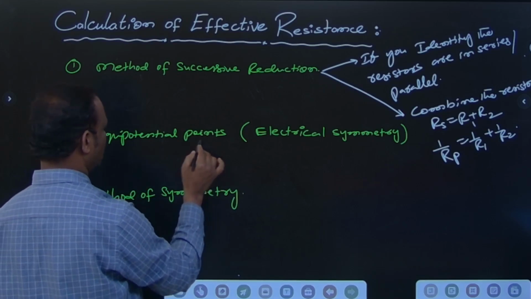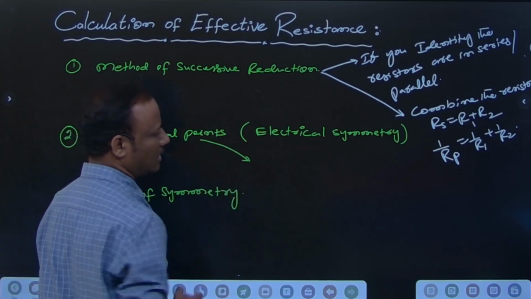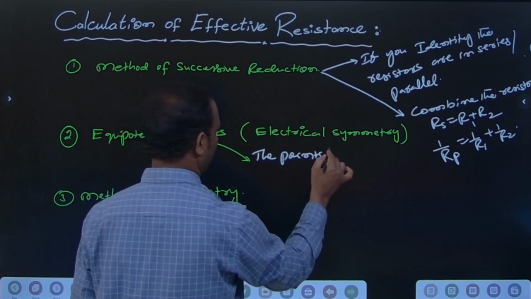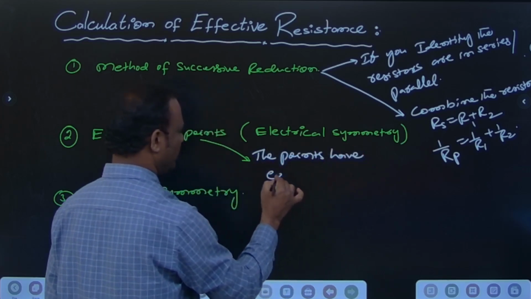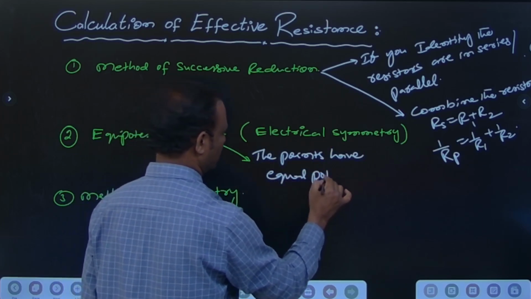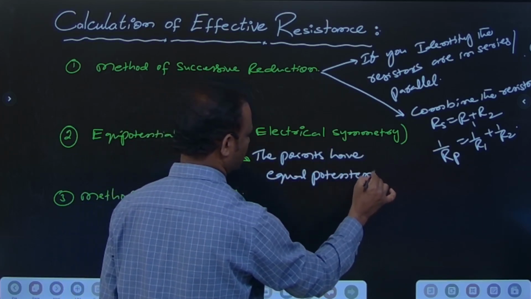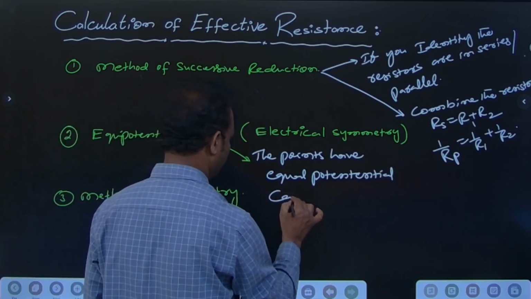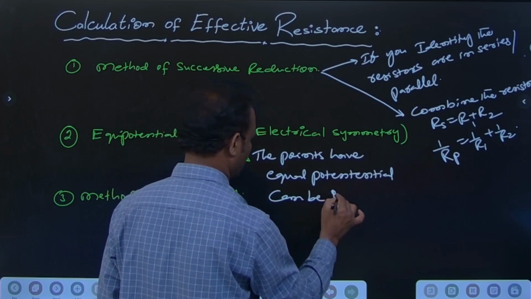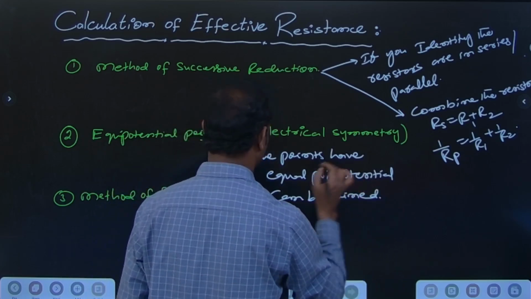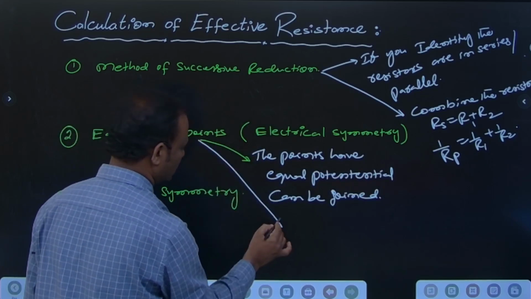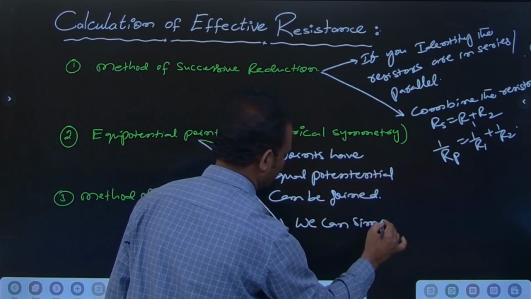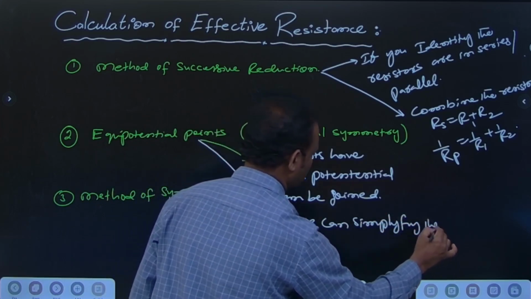And equipotential points are the points which have equal potentials. The points which have equal potentials can be joined. By using this, we can simplify the circuit.